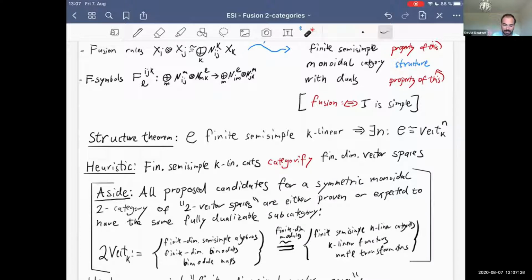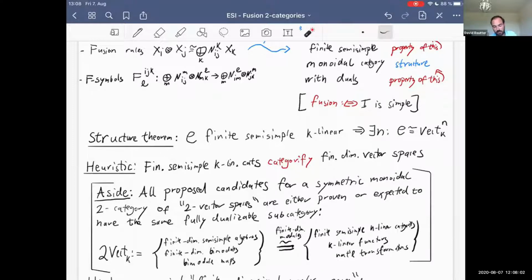And this is that all proposed candidates for a symmetric monoidal 2-category of all 2-vector spaces, and there are a bunch of candidate definitions of what this could be, for example K-algebras and bimodule maps, or K-linear categories and bimodule functors between them, all or most of these have the same fully dualizable subcategories. So if I really want to carve out what it means in them to be finite, I end up with the same notion.